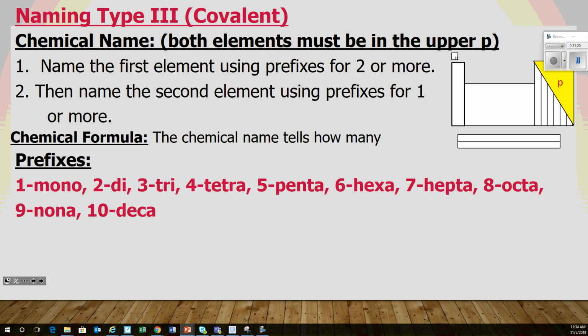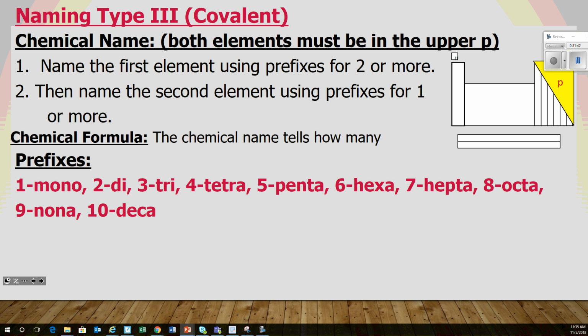All right, so if you do not know your prefixes, you need to write these down. 1 is mono, 2 is di, 3 is tri, 4 is tetra, like Tetris. Okay, we don't use quad, we use tetra. And then 5 is penta, 6 hexa, 7 hepta, 8 octa, 9 nona, 10 deca. Most of them should be familiar to you.